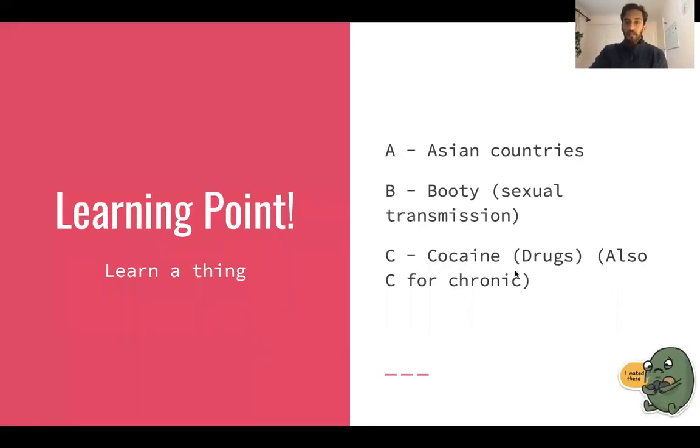Cool. So just a bit of a crude method for remembering hepatitis A, B, and C. A, classically Asian countries, people who are coming from overseas, or the classic is someone who goes to Bali and then eats a lot of the street food, something along those lines. B, sexual transmission, booty. C is cocaine, drugs, and C for chronic. So it's an easy way to remember the different types.